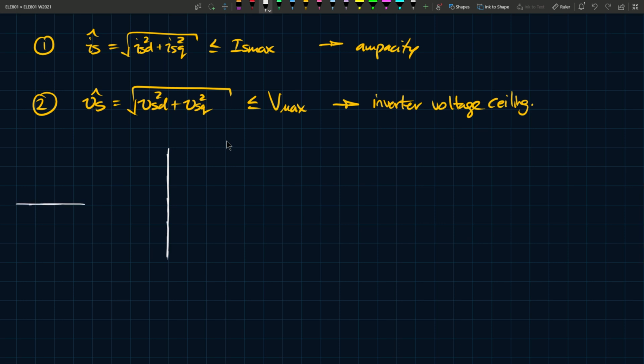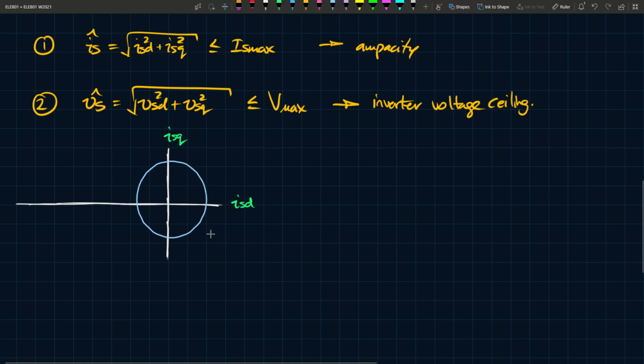If you want to plot this, you can plot ISD and ISQ. So let's call this ISD and you can call this ISQ. And if you plot the first constraint, or the first condition, maybe we can use the circle tool here so we can get a decent looking circle. For some reason it came out a little choppy, but that's okay.